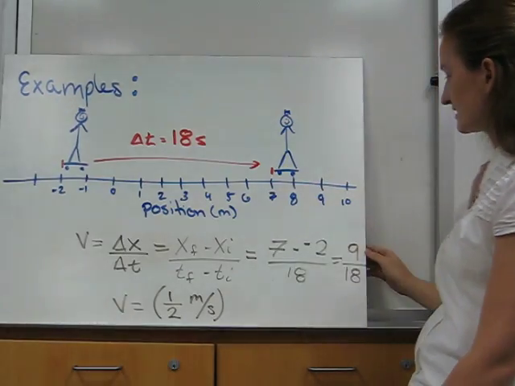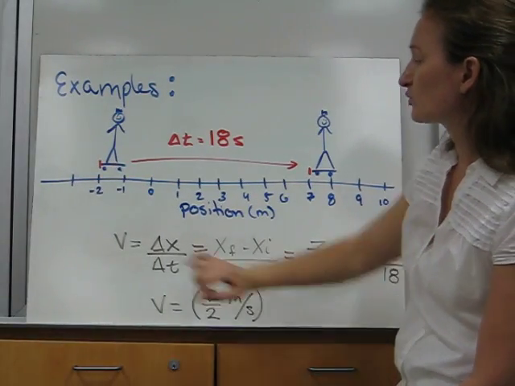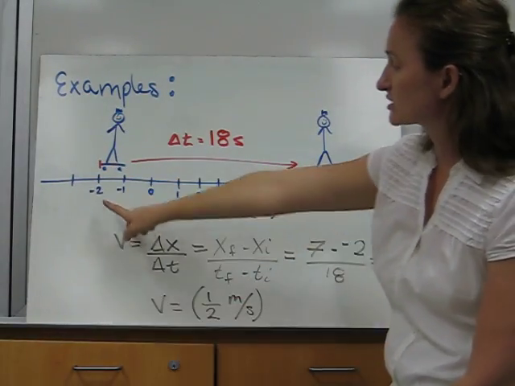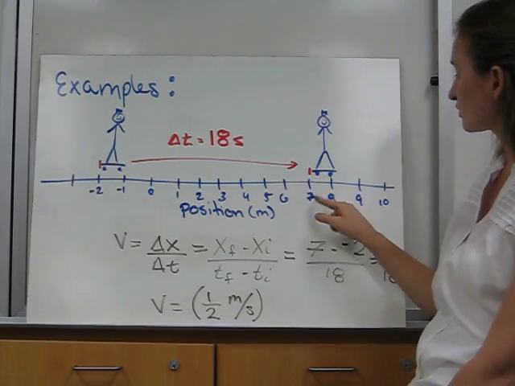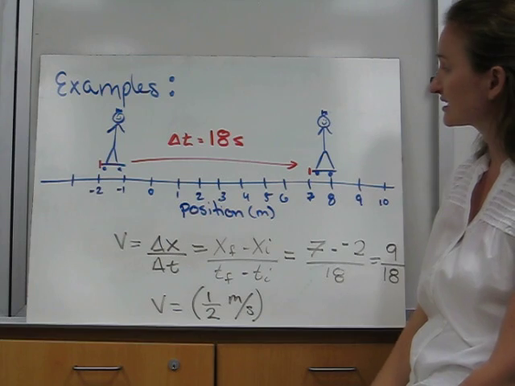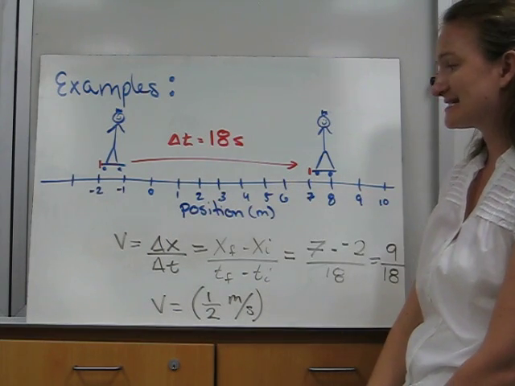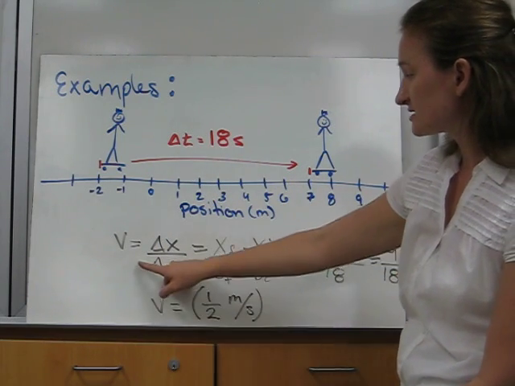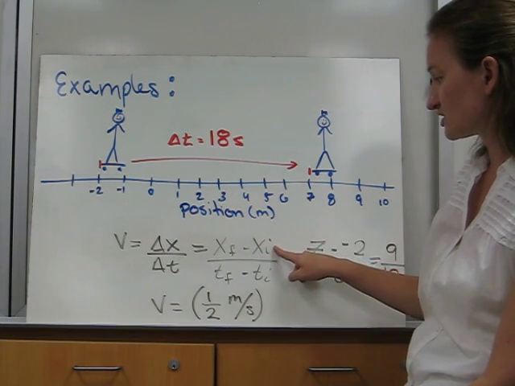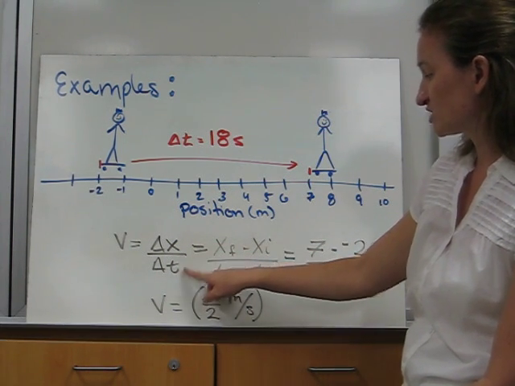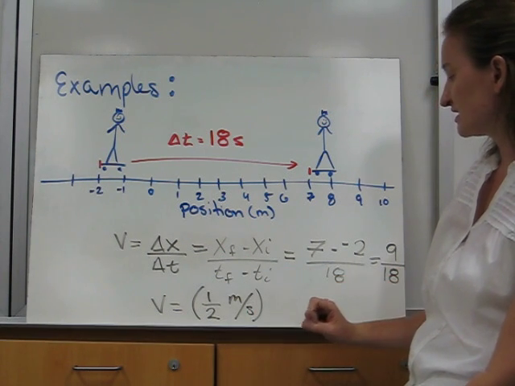Let's look at another example. Okay, here we have a kid on a skateboard, and he's going to start at a position of -2, and he's going to travel forward to a position of +7, and it's going to take him 18 seconds. So our velocity would be our change in position, or our x final minus x initial, divided by our change in time, our t final minus t initial.